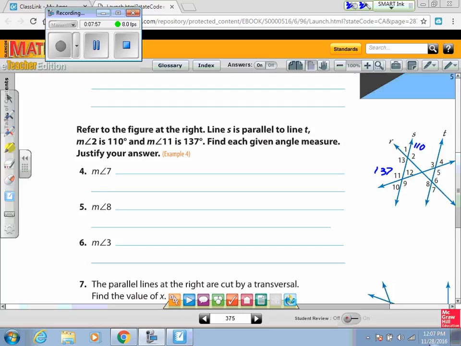Okay? So if we look at this transversal right here, 110 is angle 2, so angle 8, because it's an alternate interior angle, is 110. And that means that angle 7 must be 70 because the entire angle is 180. So those are the kinds of relationships you can use to determine the measures of different angles of parallel lines.